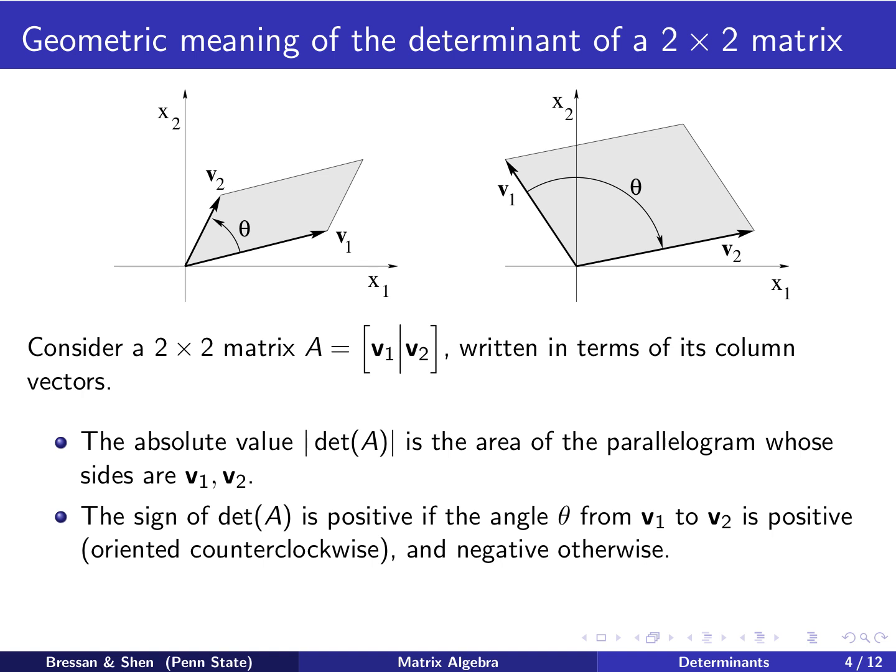Which direction is this angle theta defined from v1 to v2? Is it counterclockwise or is it clockwise? Right. So if it is a counterclockwise definition from v1 to v2, then the sign of the determinant is positive. Otherwise, if it is clockwise, like in this graph here, then the determinant of A would be negative.